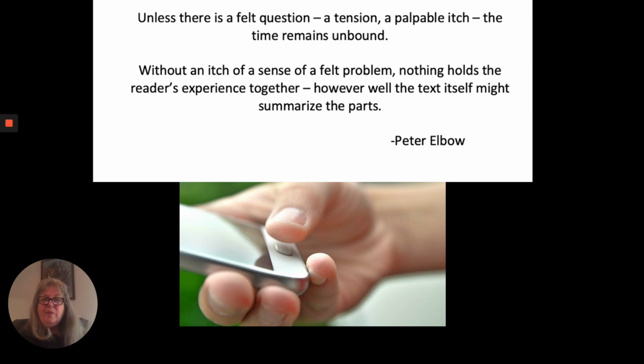Peter Elbow wrote these sentences when he was talking about the difference between shallow, hollow writing that seems to be what we've taught kids throughout our traditional school lives for generations, where we write school essays that don't have a human audience. Peter Elbow wrote: unless there is a felt question, a tension, a palpable itch, the time remains unbound. Without an itch, a sense of a felt problem, nothing holds the reader's experience together, however well the text itself might summarize the parts.